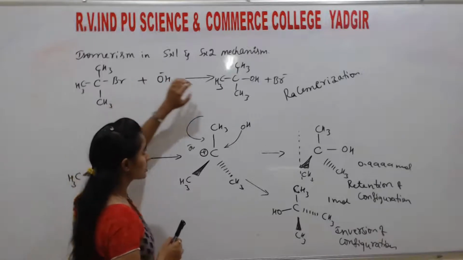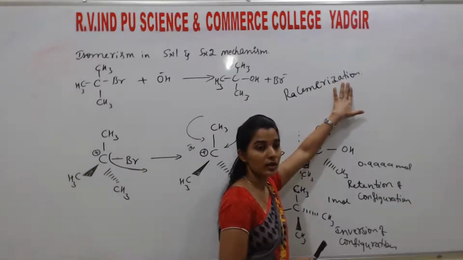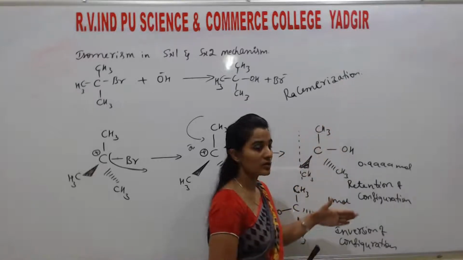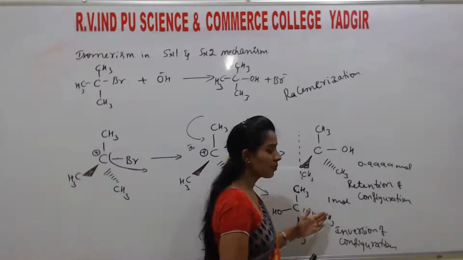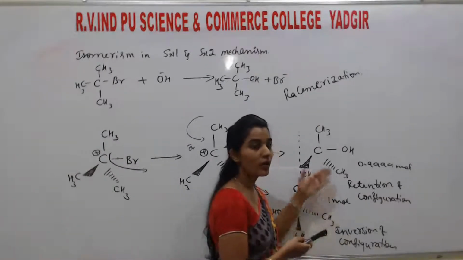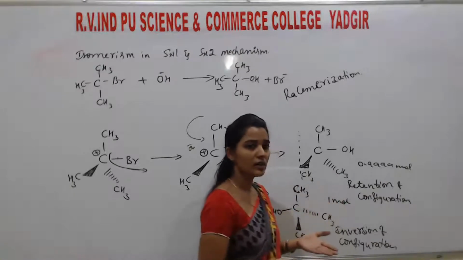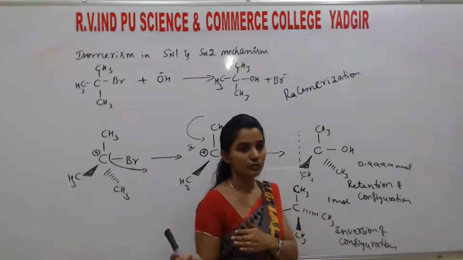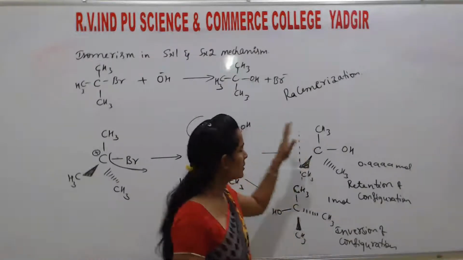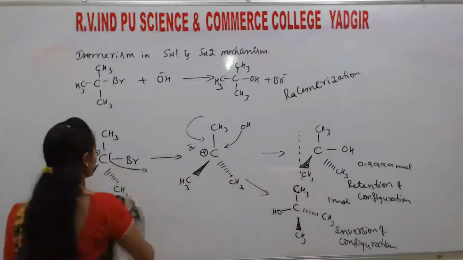This SN1 mechanism takes place with racemization. Racemization means an equimolar mixture of these two compounds. Understand? What are these two compounds? Enantiomers. What are enantiomers? A mixture of D and L isomers. What are D and L isomers? Dextro and levo isomers. That's what I explained before. Understand? You have to know only this much. Racemization, that is enough for you.